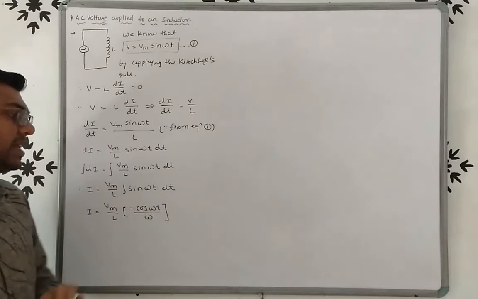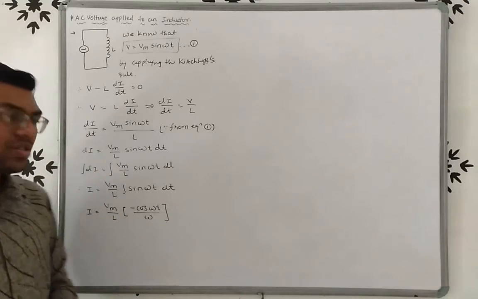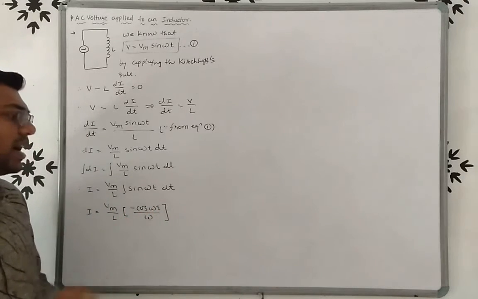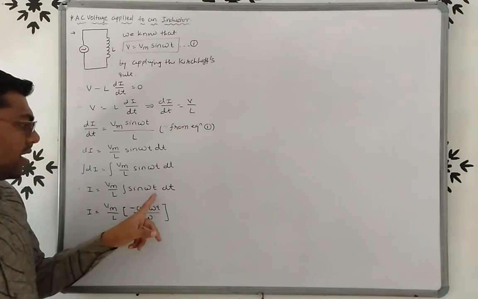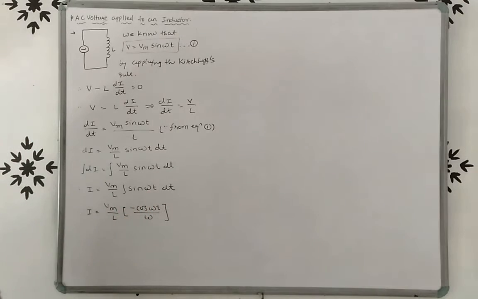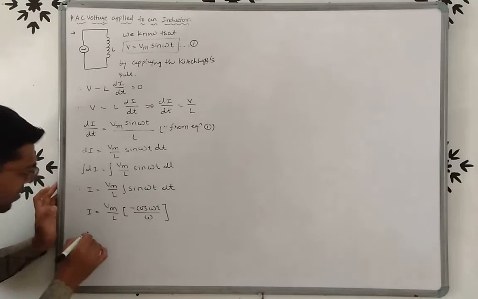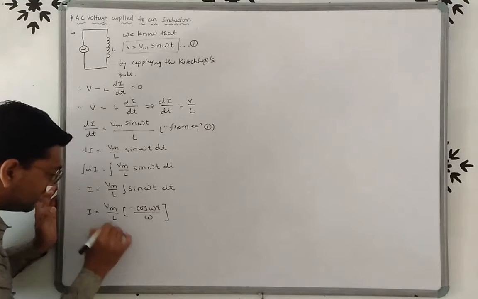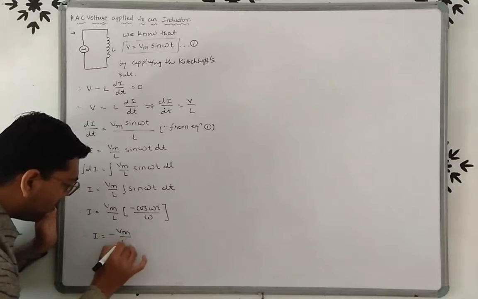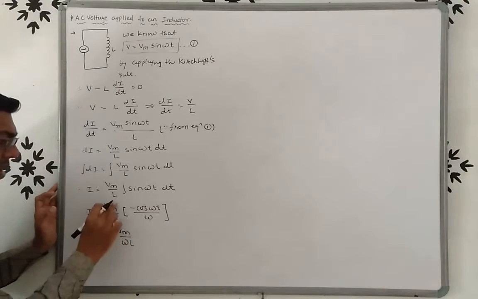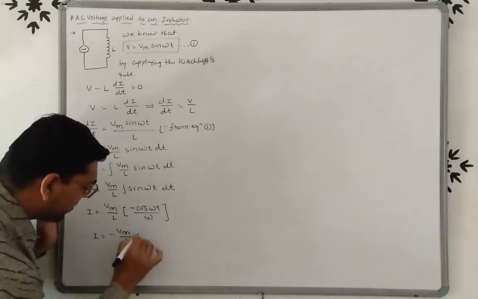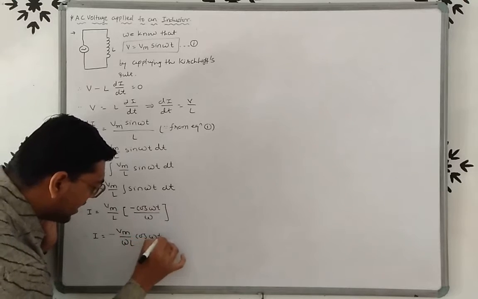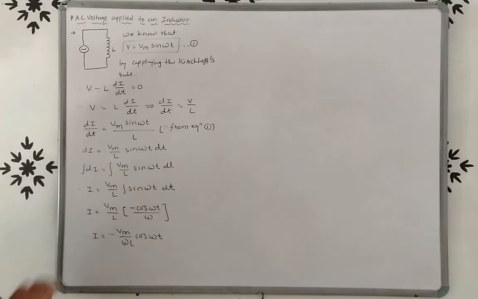So here the integration of sin theta is minus cos theta, so minus cos omega t. And the multiplier of t is omega, so divided by omega. So here we get current I is equal to minus Vm upon omega L into cos omega t, right?